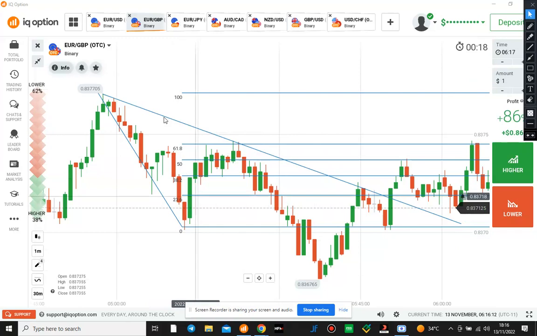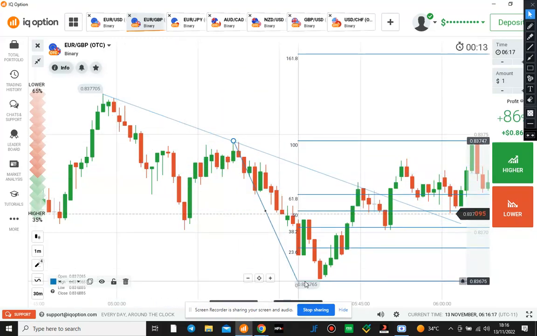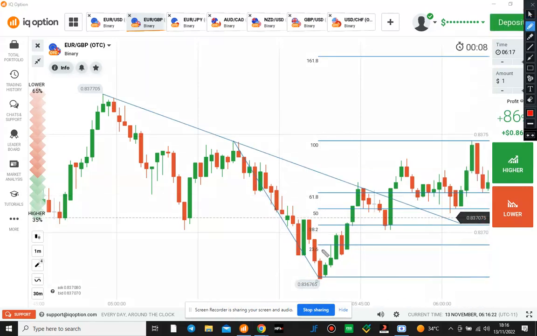Okay, now same thing here. I'll adjust my line to this high and to this low. So what do we have here? 23.6. Yes, we have a rejection. Like I said, the market doesn't reverse. Then 38.2. Nope. 50 level. Nope. Then 61.8. Yes. 61.8 also corresponds with the trend line. Okay, corresponds with the trend line.